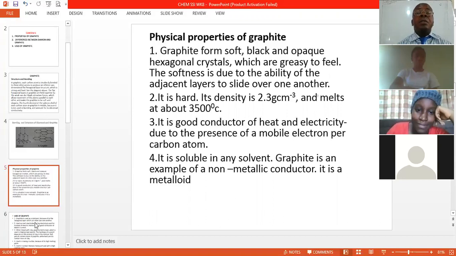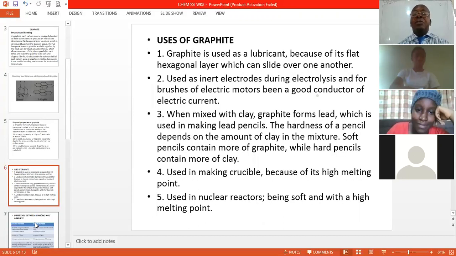Then we look at the uses. Graphite is used as a lubricant.